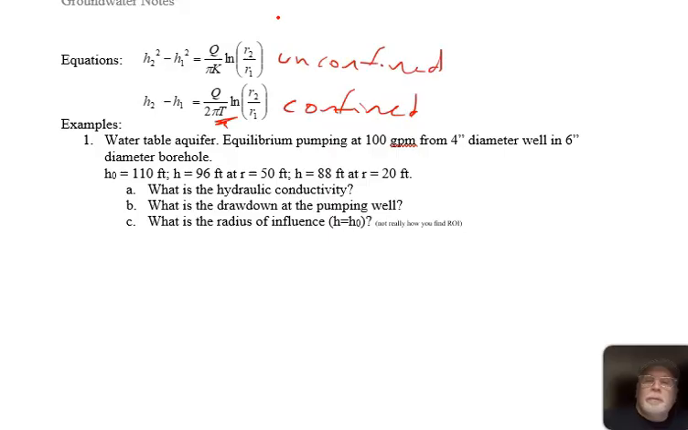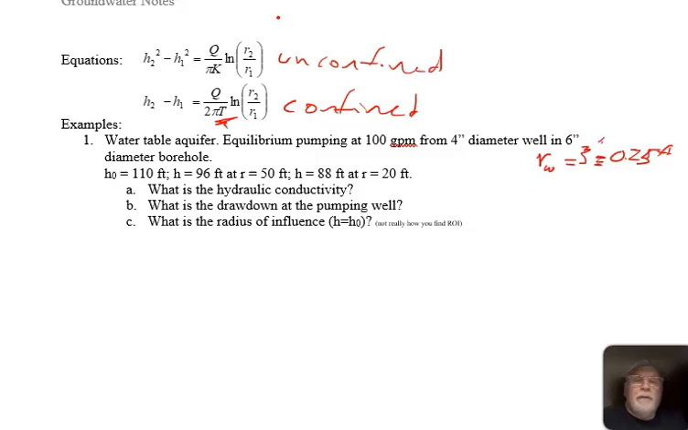Pumping at 100 gallons per minute from a 4-inch diameter well, that means the pipe is 4-inch diameter, in a 6-inch diameter borehole. So the radius of the well is going to be 3 inches or 0.25 feet. So you drill the hole and then you put the pipe in there, and then around the screen interval you have gravel or some really permeable stuff right around there. So really the hole, as far as determining the hydraulic conductivity, the hole is 0.25 feet in radius, and then you have the natural material outside of that.